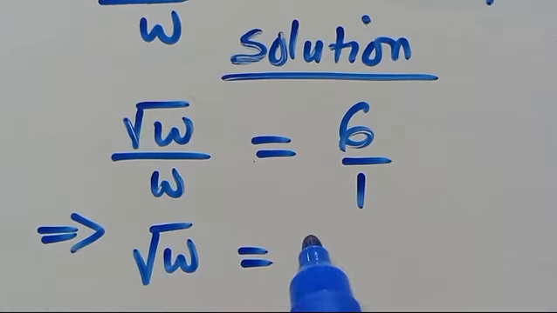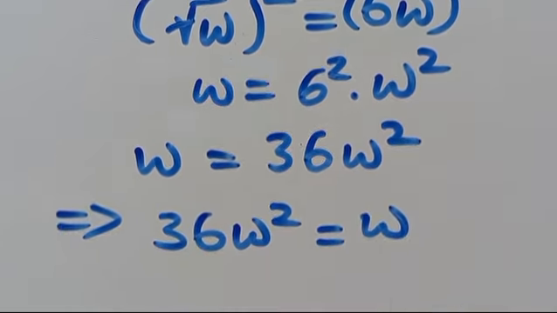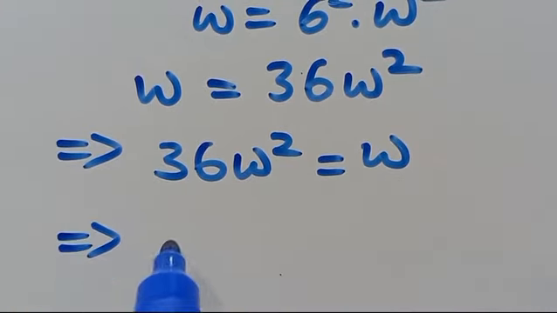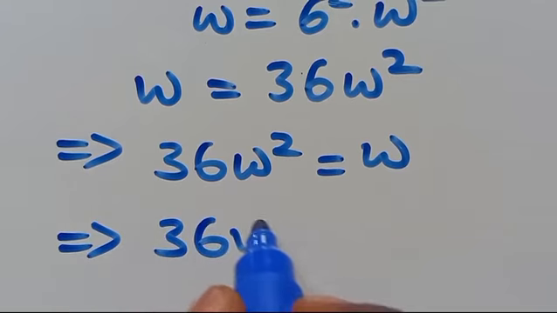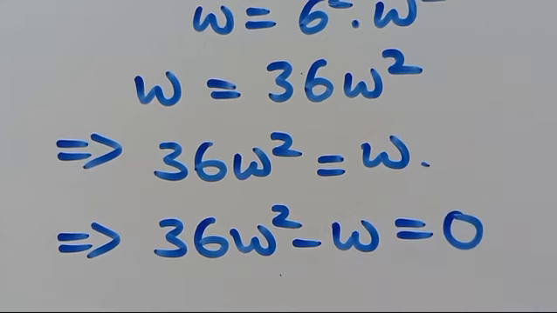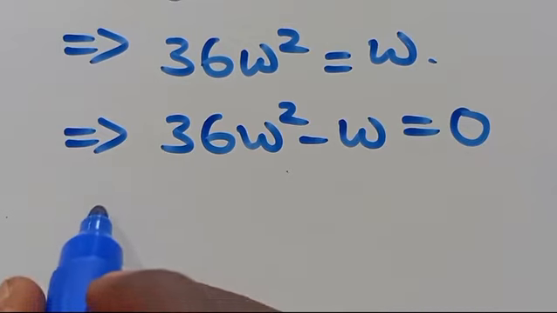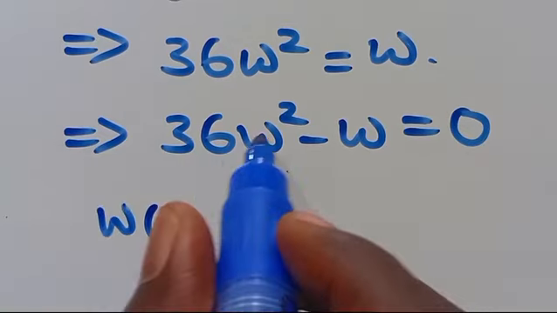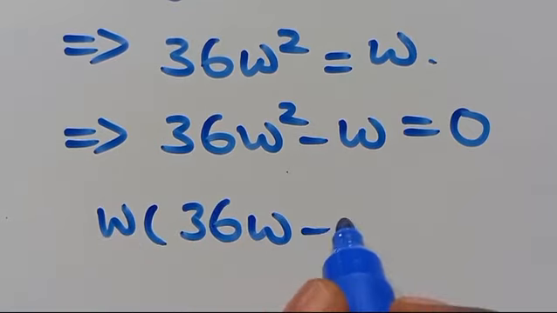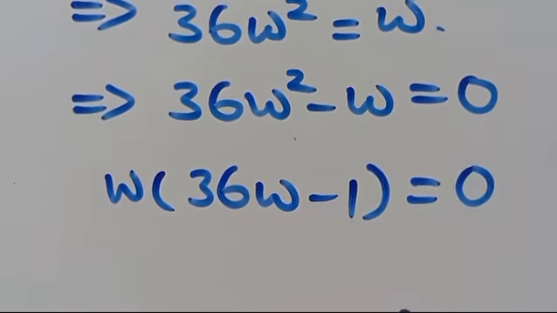We have 36W squared equals W. Let's take this one here. We have 36W squared minus W. Let's set this side to be equal to 0. Let's factor W outside. We have W times, 36W squared divided by W gives 36W, minus W divided by W will be 1. This will be equal to 0.